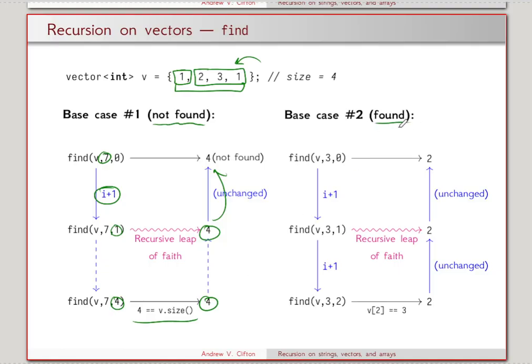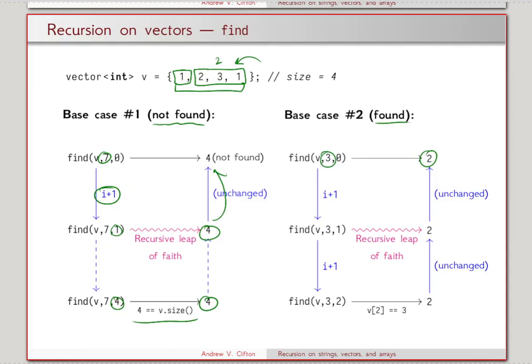The other base case is if we find it. So for example, let's say that we tell it to look for a 2. So where's a 2? There is a 2, excuse me, we're telling it to look for a 3. Sorry, I was mixing up my numbers there. 3 is the thing that we're looking for. Where's there a 3? There's a 3 at index 2. So that should be what we expect to get out here.